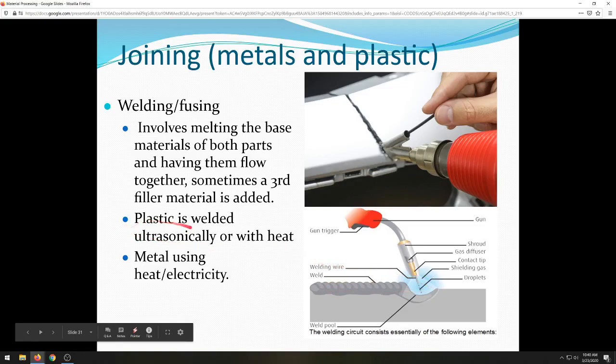Same process. Plastic is done ultrasonically or just with heat. Heat generated by electricity, but the heat is what's doing that. Metal is done with heat generated by electricity as well, but on a much higher scale, as you could imagine.